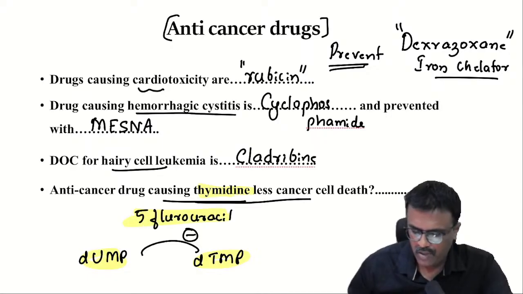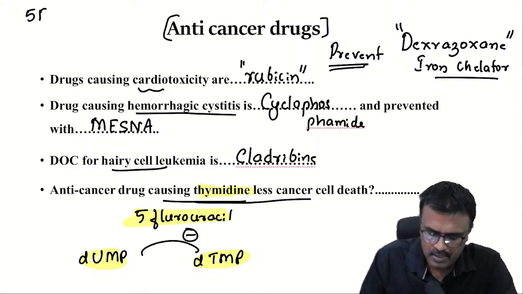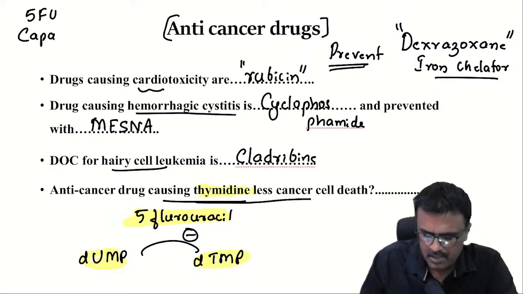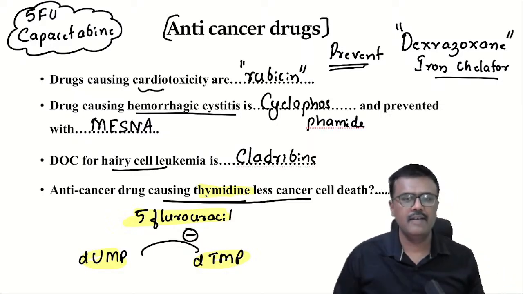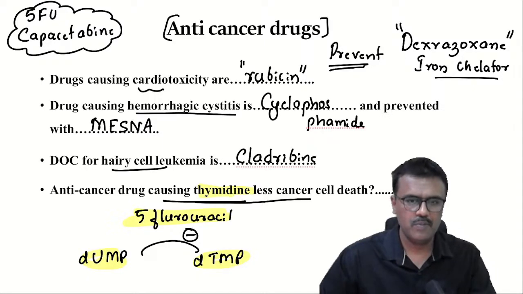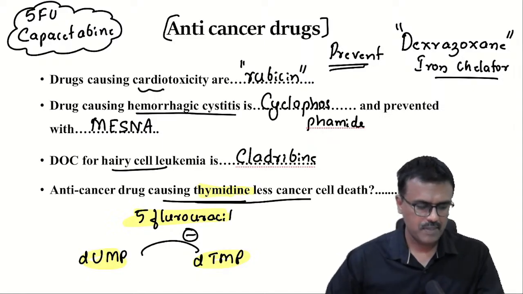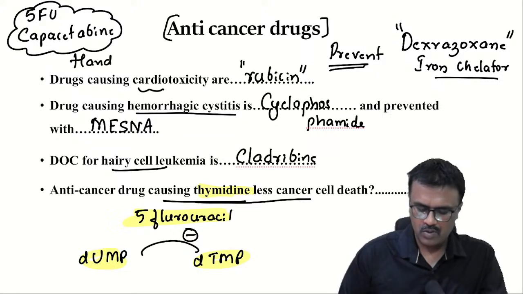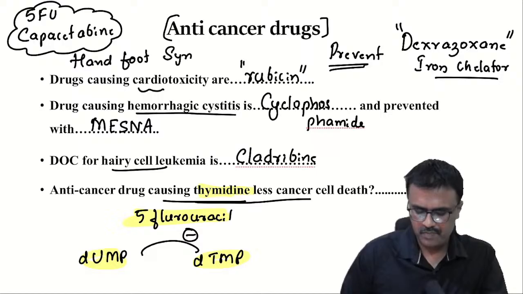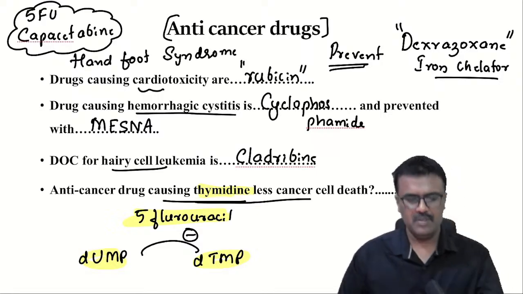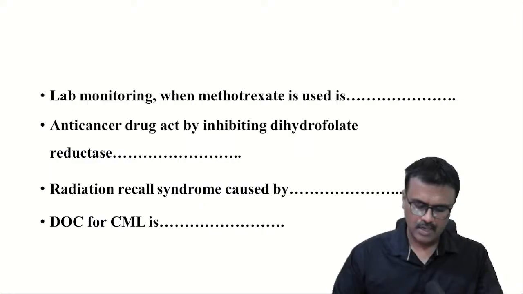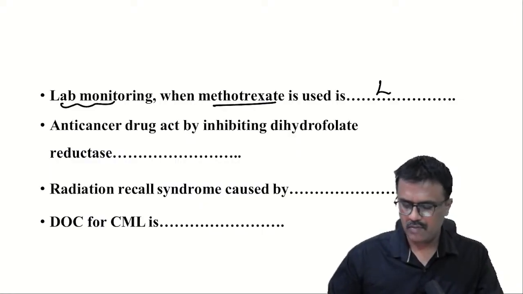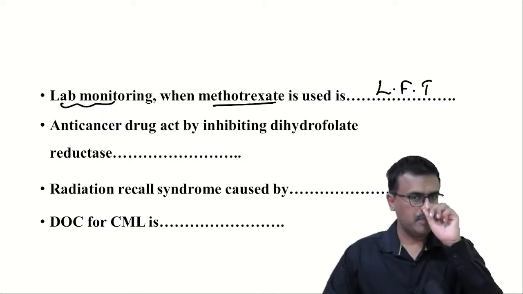The name is 5-fluorouracil. Remember 5-fluorouracil and a drug called capecitabine. They are typically known to produce something in hand and foot that has been tested. Even when I was writing NEET PG like exam, that was asked, what do they do? 5-fluorouracil and capecitabine, they can produce hand-foot syndrome. It's nothing but they will become red in color. That's it. Yes. What is the lab monitoring when methotrexate is used? We need to do LFT because methotrexate is hepatotoxic.